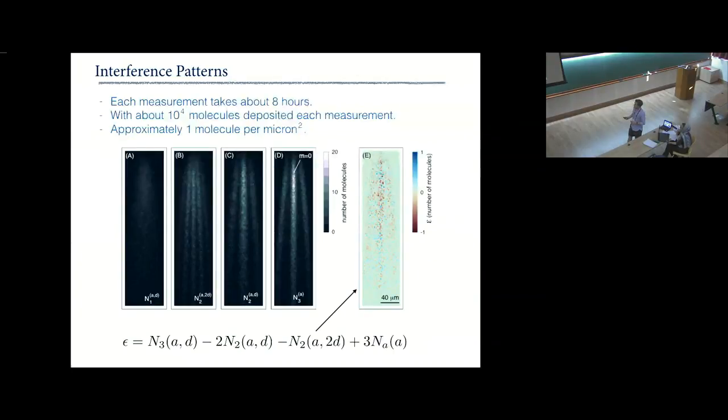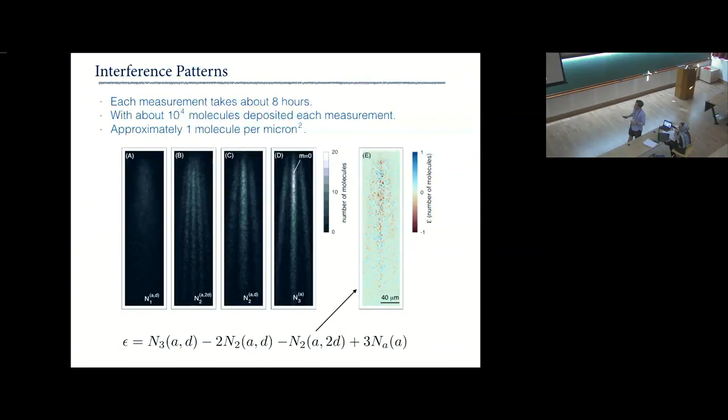So by subtracting these different images, one from the other, in accordance with this formula for epsilon, we can map out some sort of 2-dimensional deviation from effectively zero. And you can see here that the deviation is typically about plus or minus 1 molecule across this entire region.